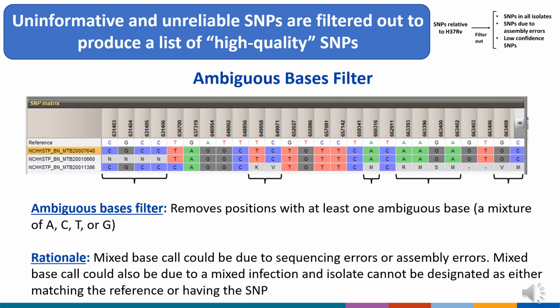There's also a filter for ambiguous bases. These are the positions that get called as a mixture of A, C, T, or G. For a position to be called unambiguously as an A, C, T, or G, it needs to be in over 75% of the sequence reads. A mixed base call could be due to sequencing errors or assembly errors. A mixed base call could also be due to a mixed infection, and the isolate cannot be designated as either matching the reference or having the SNP, which has implications for where the isolate is mapped on the phylogenetic tree.